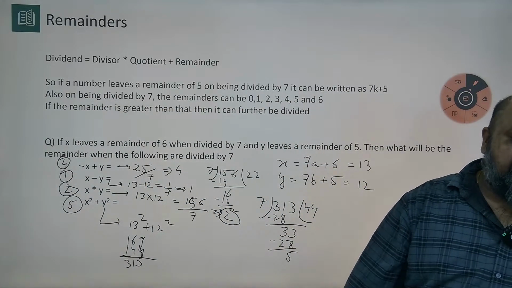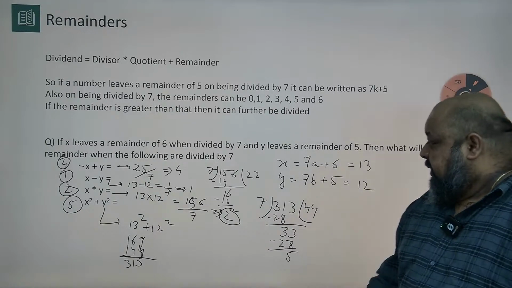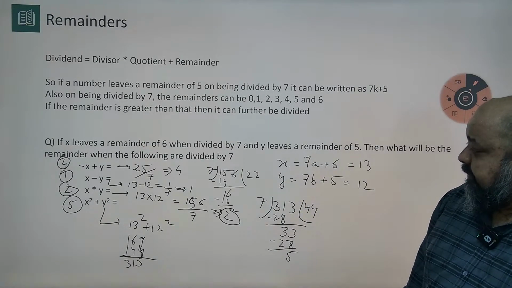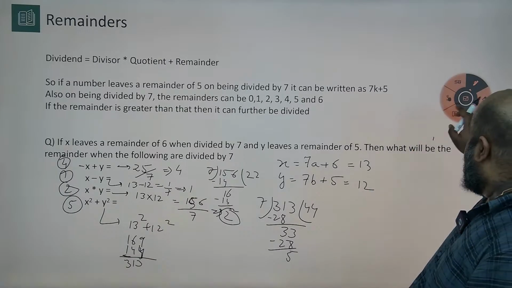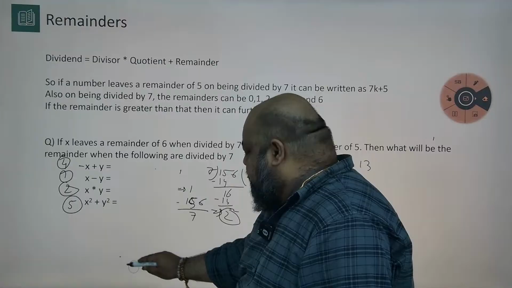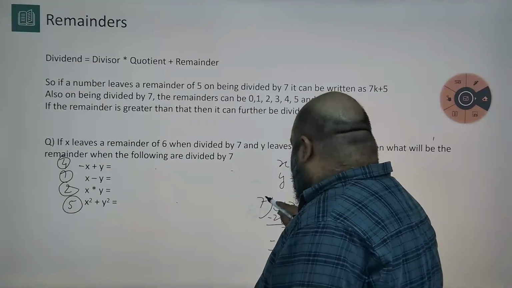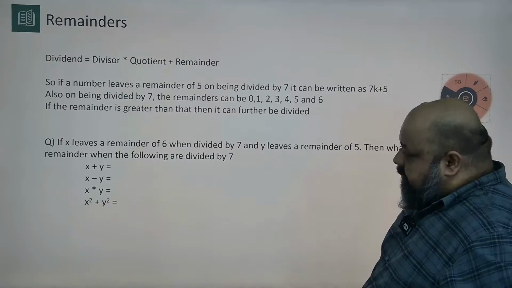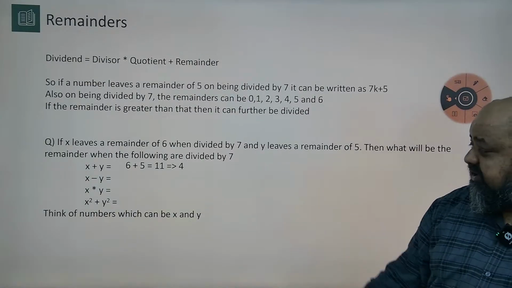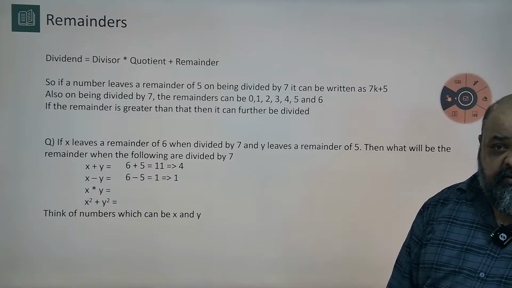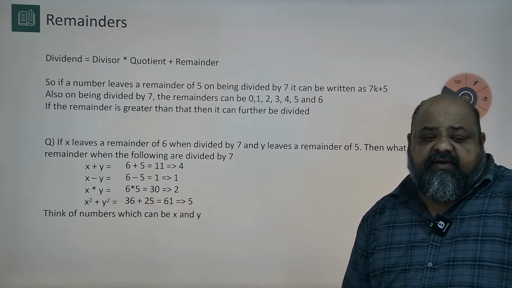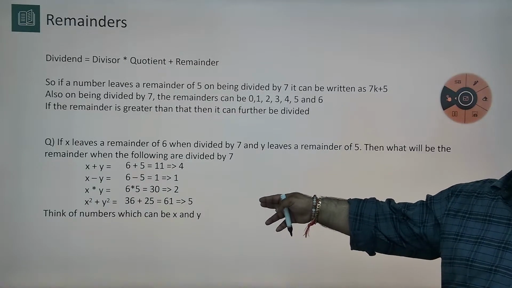A lot of calculation here, but yeah, these are the remainders that I'm getting. Now, instead of 12 and 13, if I just use 6 and 5, x plus y, 6 plus 5 is 11. 11 divided by 7 will also give me a remainder of 4. 6 plus 5 is 11, a remainder of 4. 6 minus 5 is 1, a remainder of 1. 6 into 5 is 30, a remainder of 2 when divided by 7. x square, 6 square is 36, 5 square, 25. 36 plus 25 is 61, divided by 7 is a remainder of 5.